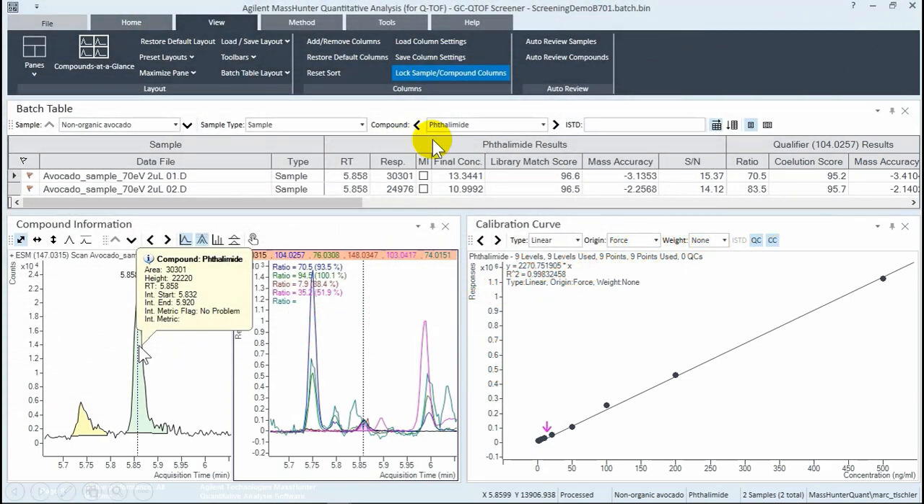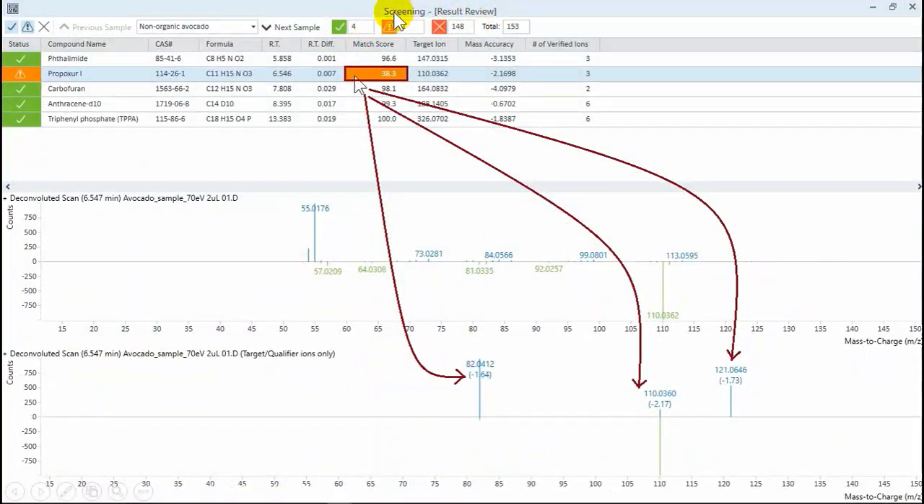Let's take a look at batch at a glance details on the other monitor. So for thalidomide, I see the calibration curve from the standard. I also see the overlay of the qualifiers, the confirming ions, from the target ion, and additional metrics like library match score, mass accuracy, signal to noise, qualifier ratio, and coelution score, which is the adherence to shape, and of course, mass accuracy.